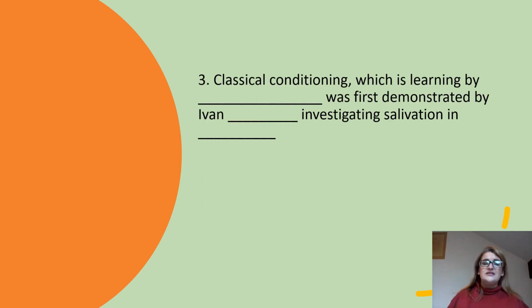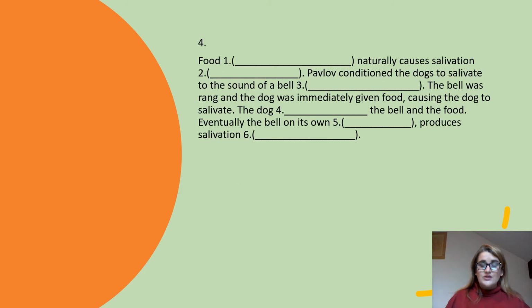Number 3, classical conditioning, which is learning by something, was first demonstrated by Ivan something investigating salivation in... Okay, so we've got association, Pavlov, dogs. So it's quite a lengthy one, this, so you might want to write this out, pause me here, and then start filling in the responses.